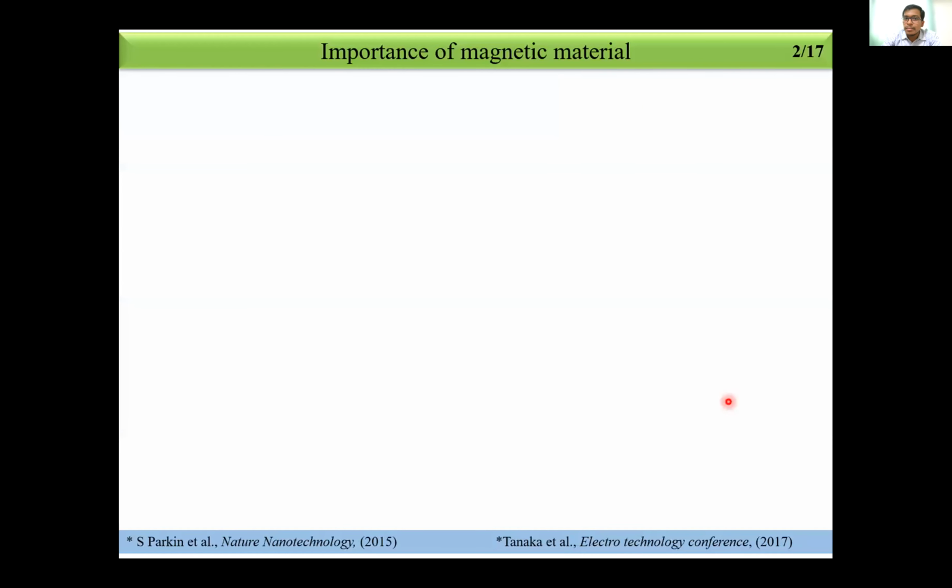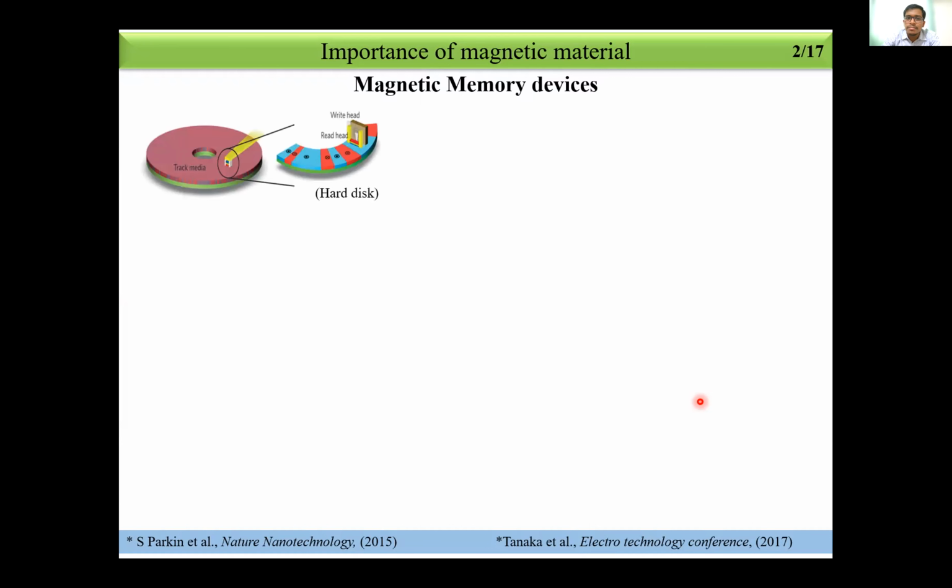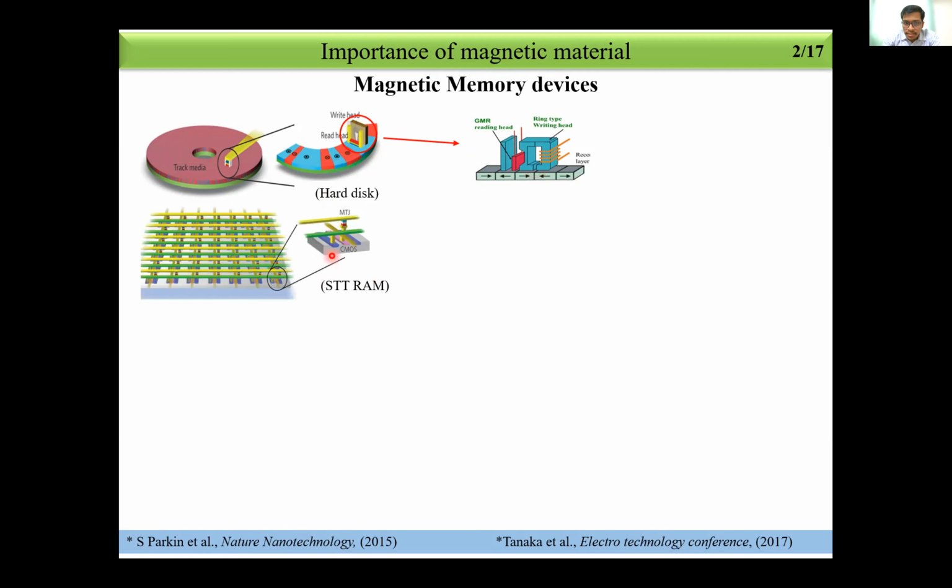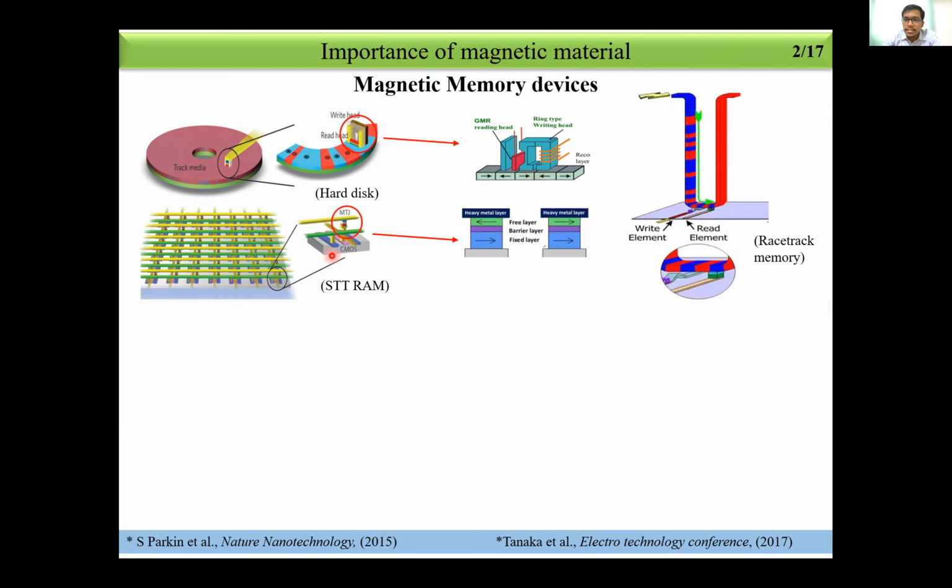We know very well the importance of magnetic materials in memory devices. For example, in the case of a hard disk drive, we write data on the platter by using a coil. In the case of STT-RAM, we write data by using spin current. And in the case of newly invented memory, we write data by means of spin current also.